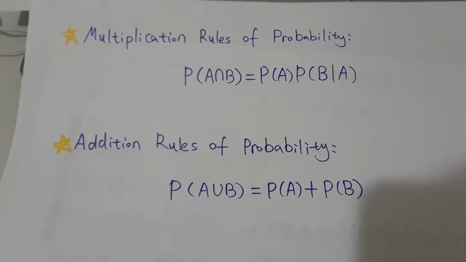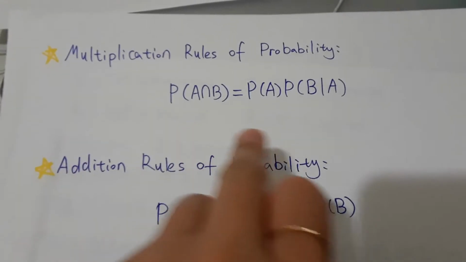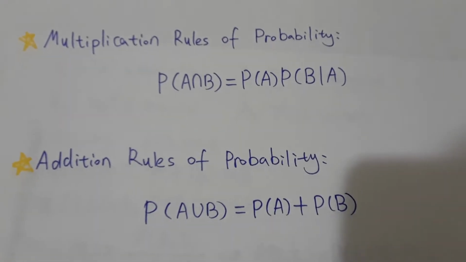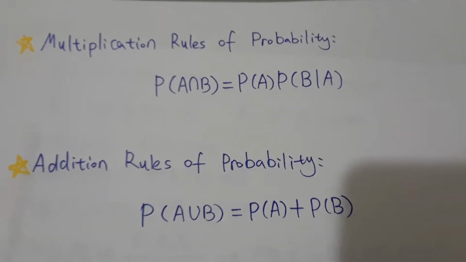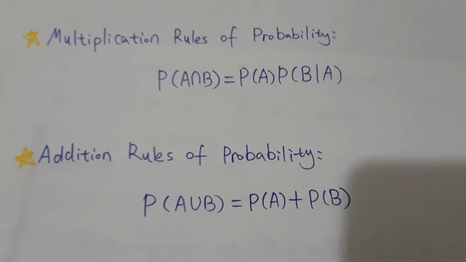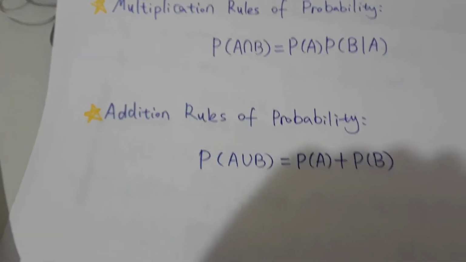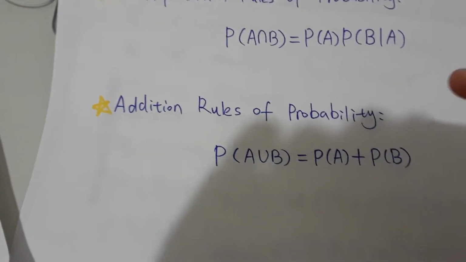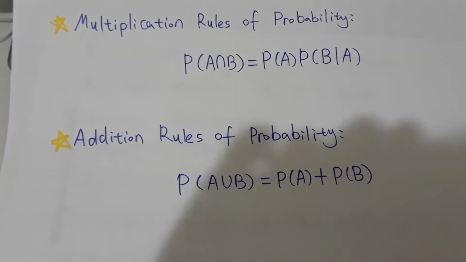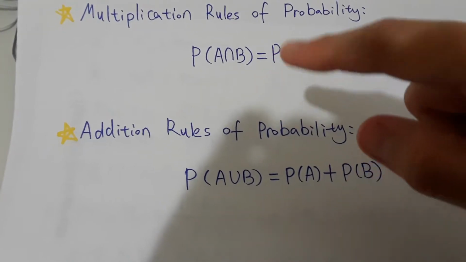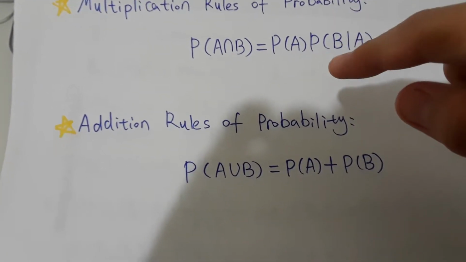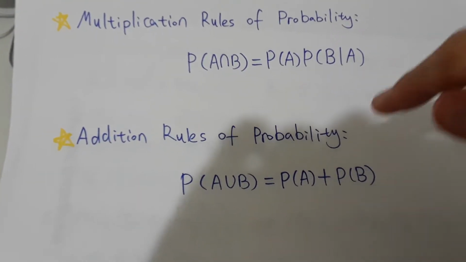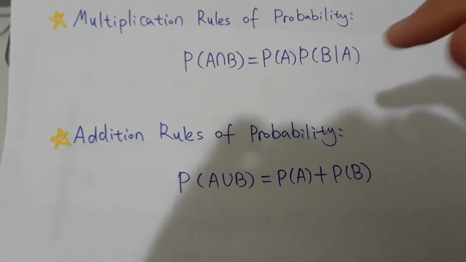For the multiplication rule of probability, the formula is as follows. The multiplication rule of probability applies when we want to find out the chances of an intersection of two events. That is, the chances of both of them happening, as can be seen from this formula. The probability of A and B equals the probability of A times the probability of B happening, given that A has already happened.